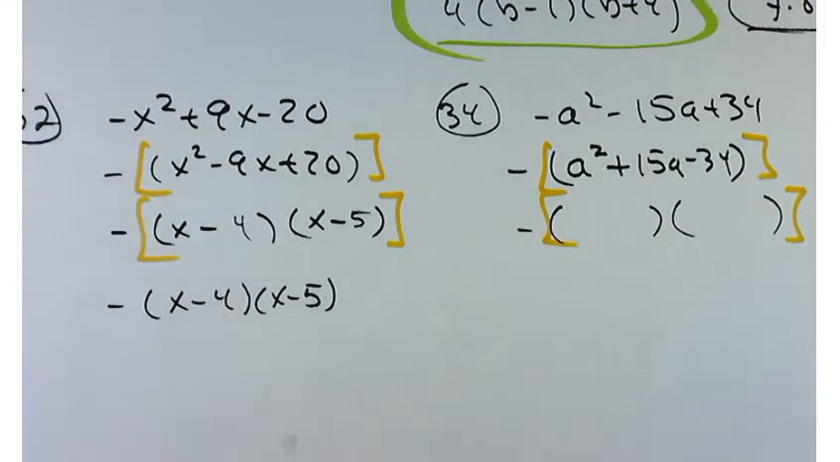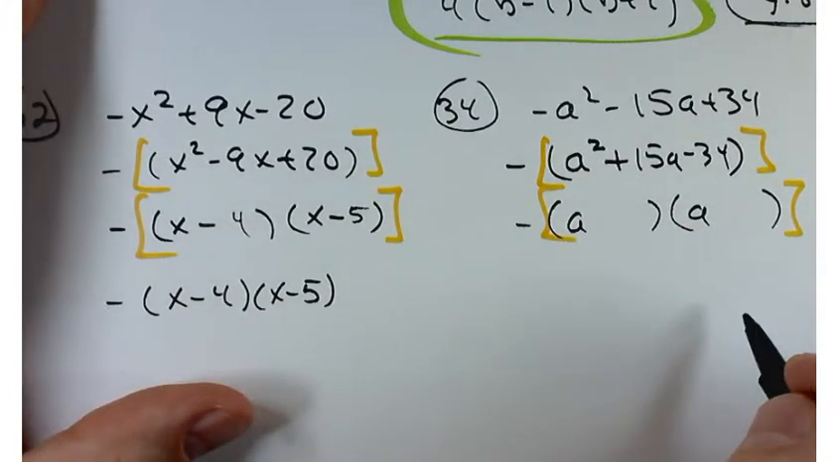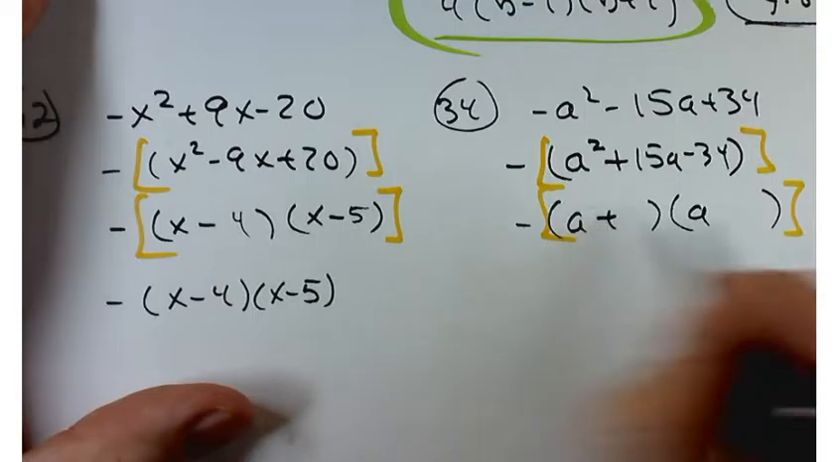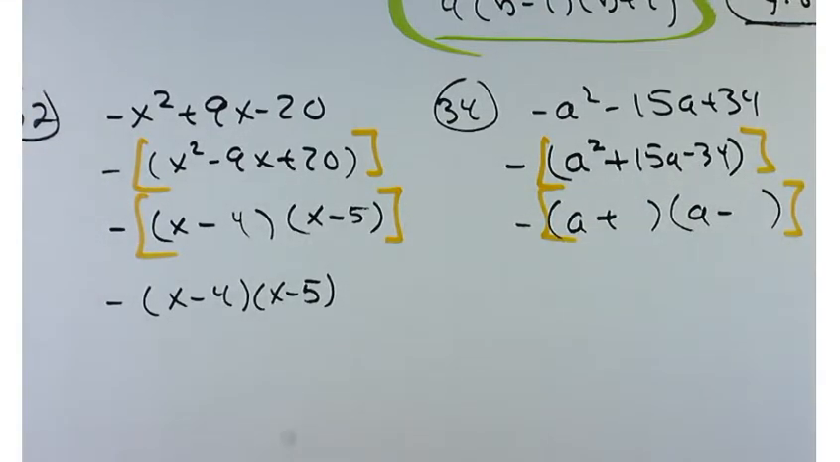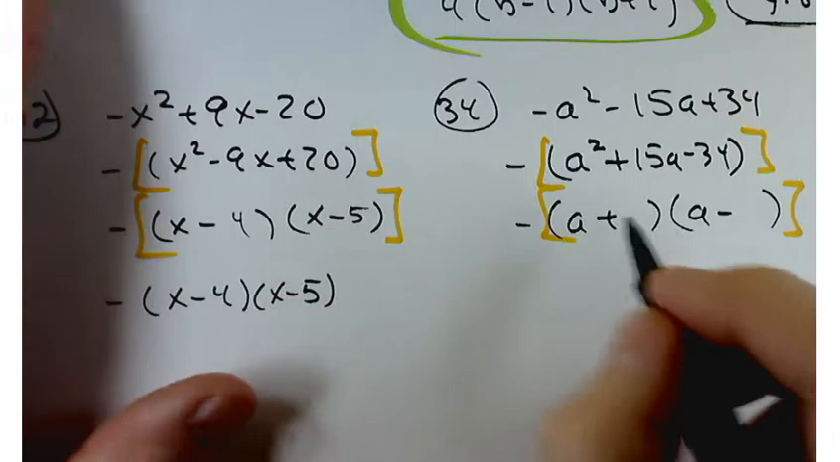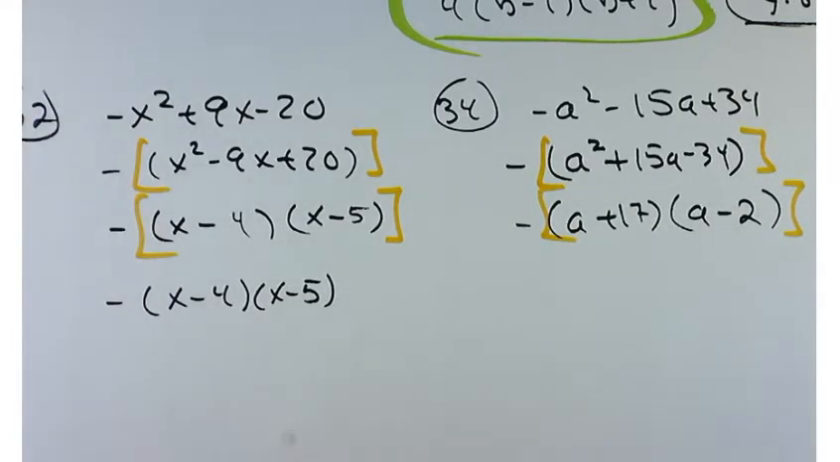Madison, can you help me out with that? A and A. A plus and a minus. Good, because that's minus, so these have to have opposite signs. Two numbers that multiply to 34 and add to positive 15. 17 and 2. All right.